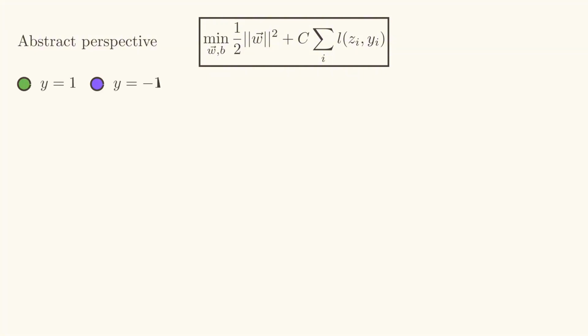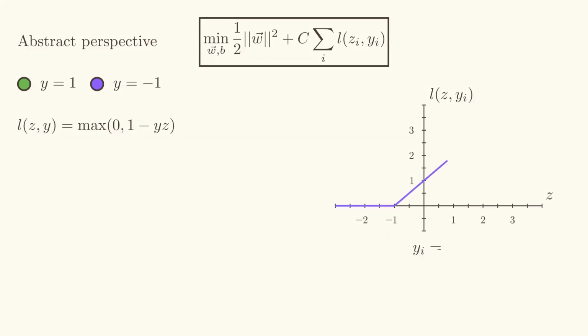Suppose we use y equals 1 and minus 1 for the class labels. One simple suggestion for the loss function would be the following. You can see its plot for y equals minus 1 and y equals 1 on the right side of the screen.